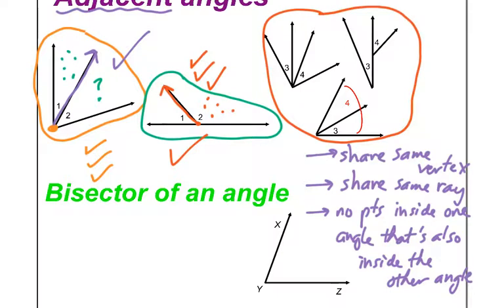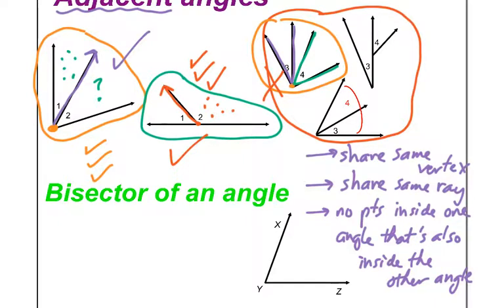Let's take this first one over here on the left. All right, do they share the same vertex? Yes. Angle 3 and angle 4 are the same vertex. Do they share the same ray? No. Notice that angle 3 is made up of these 2 rays, and angle 4 is made up of these 2 rays. So they do not share the same rays. So these are not adjacent angles.